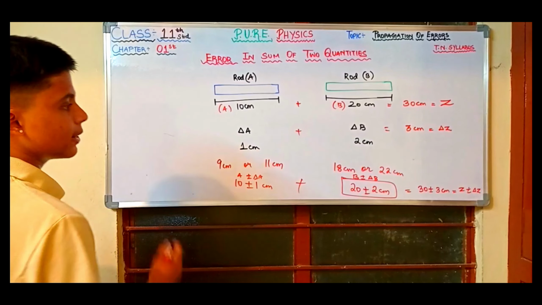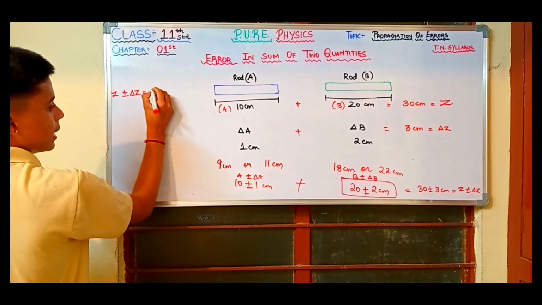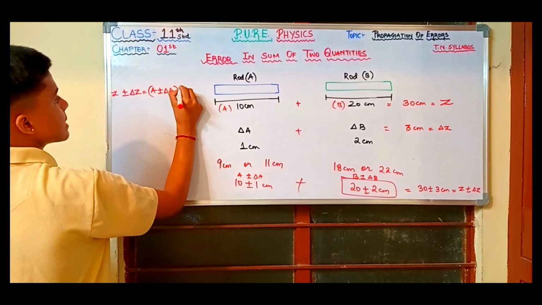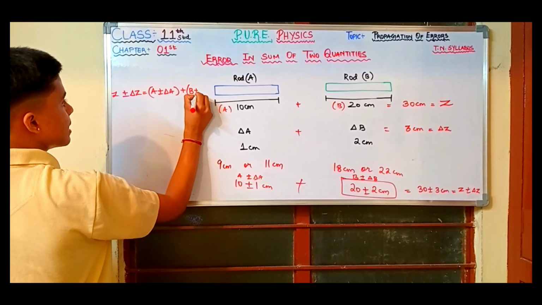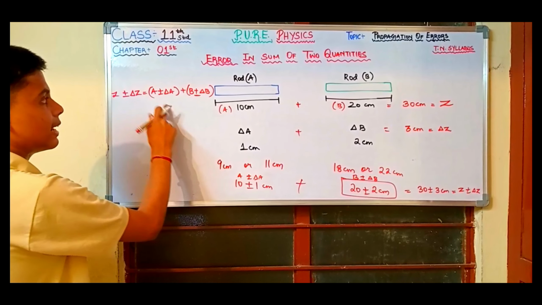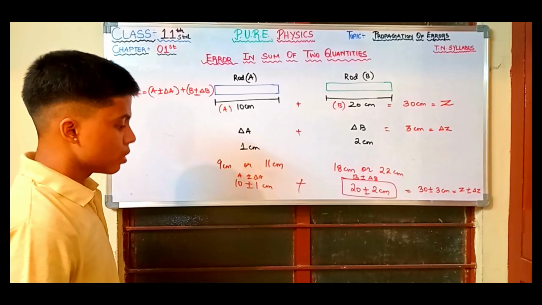So what do I get? I can represent Z plus or minus delta Z is equal to A plus or minus delta A plus B plus or minus delta B. When I add both these values only, I am getting the final value which contains the error.